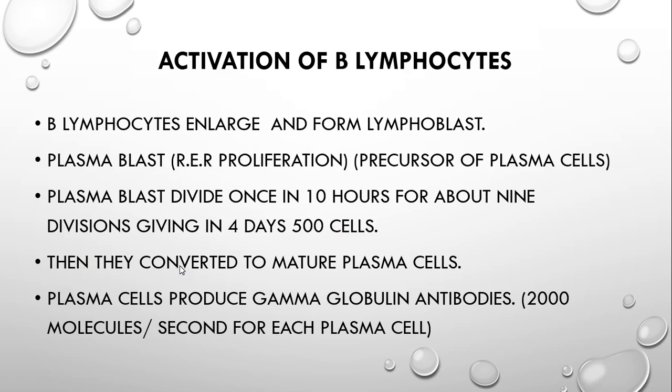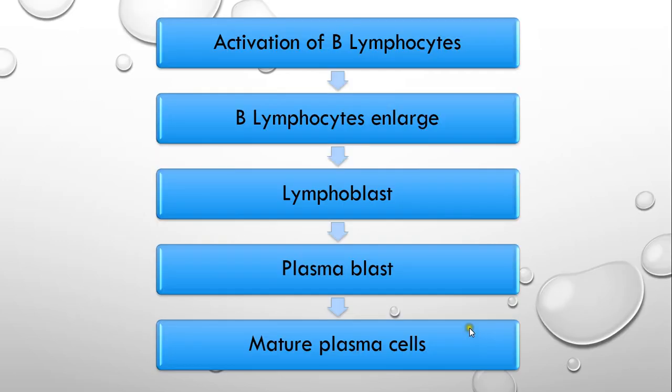The plasma cells produce gamma globulin antibodies, about 2000 molecules per second for each plasma cell. This is the activation of B lymphocytes. The B lymphocytes enlarge to form the lymphoblast. The lymphoblast further divides and gives rise to the plasmablast, and the plasmablast then divides rapidly for about 9 divisions to give the mature plasma cells.